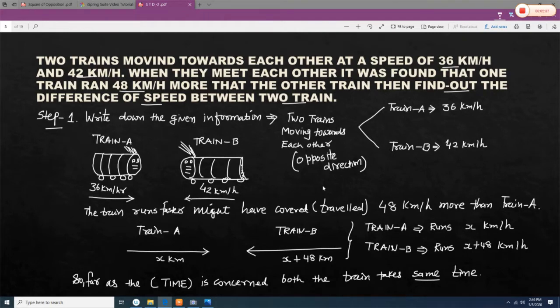So train A is running at 36 kilometers per hour, and train B is running at 42 kilometers per hour. So we are writing the speed of the trains. The faster train might have traveled 48 kilometers more than train A. So this train B is the faster train.